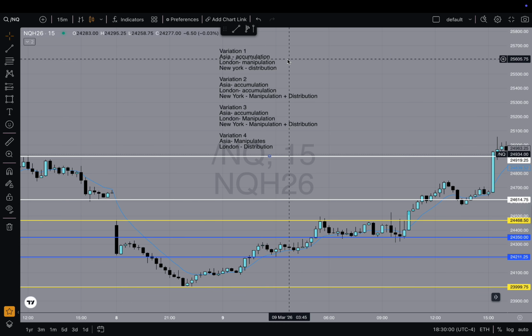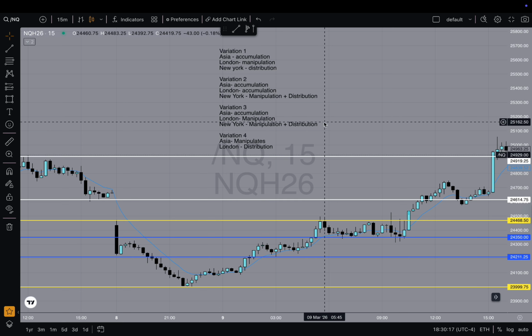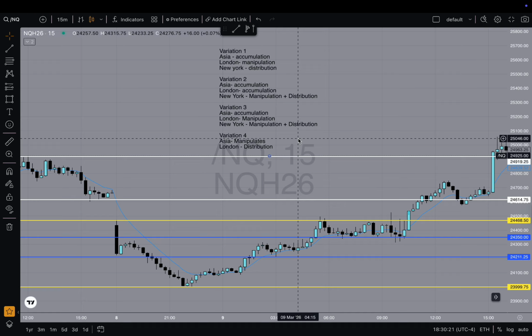Variation 1, Asia is an accumulation, London is a manipulation, New York is a distribution. Variation 2, Asia is an accumulation, London is a manipulation, New York is a manipulation plus a distribution. Variation 3, Asia is an accumulation, London is a manipulation, New York is a manipulation plus distribution. Variation 4, Asia is a manipulation, London is a distribution, and for New York, we have to wait and see.